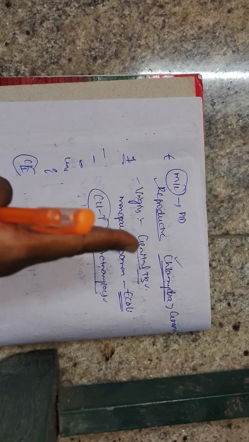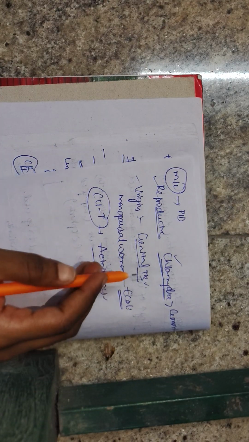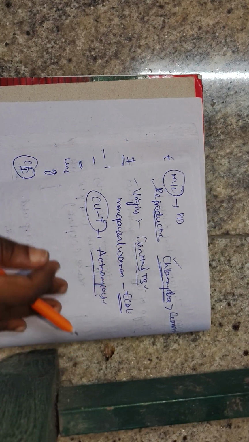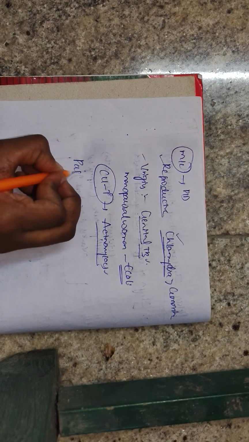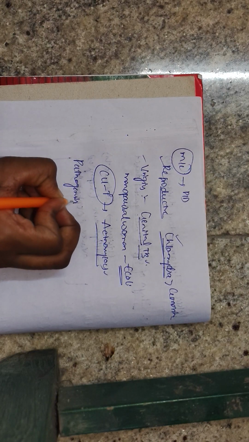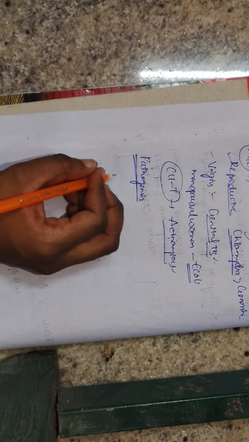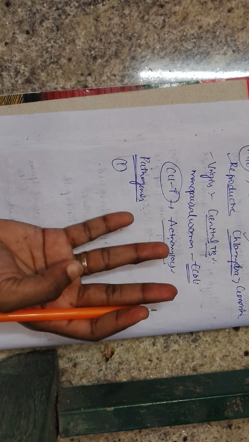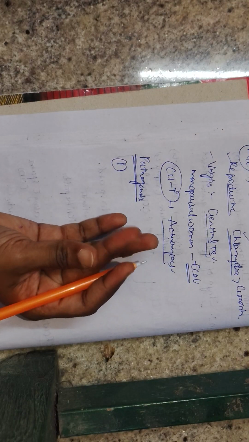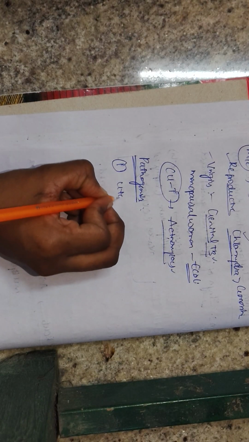What are the organisms causing this infection? The organisms are chlamydia, E. coli, genital TB, and actinomycosis. Next, we will discuss the pathogenesis. What is the pathogenesis of PID? Pathogenesis means what I discussed earlier: involvement of the uterus, ovaries, and fallopian tubes. Now first we will discuss the uterus.